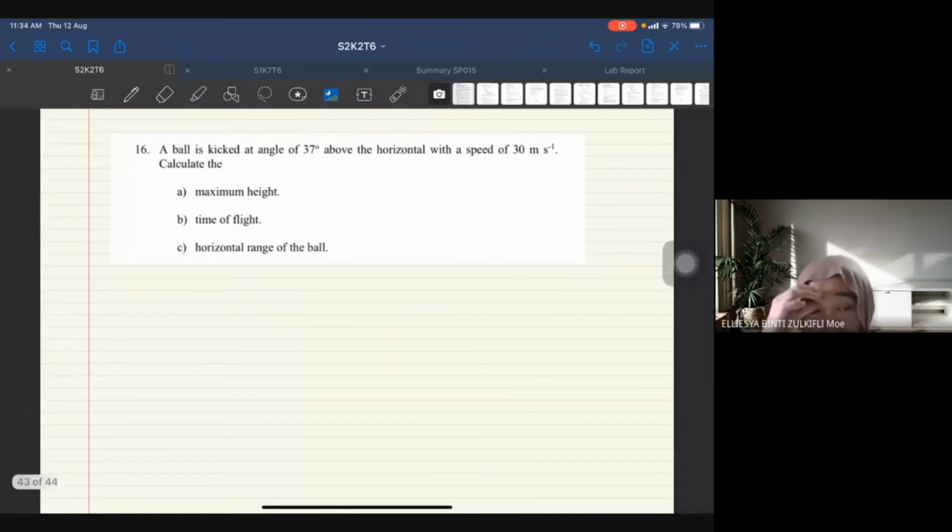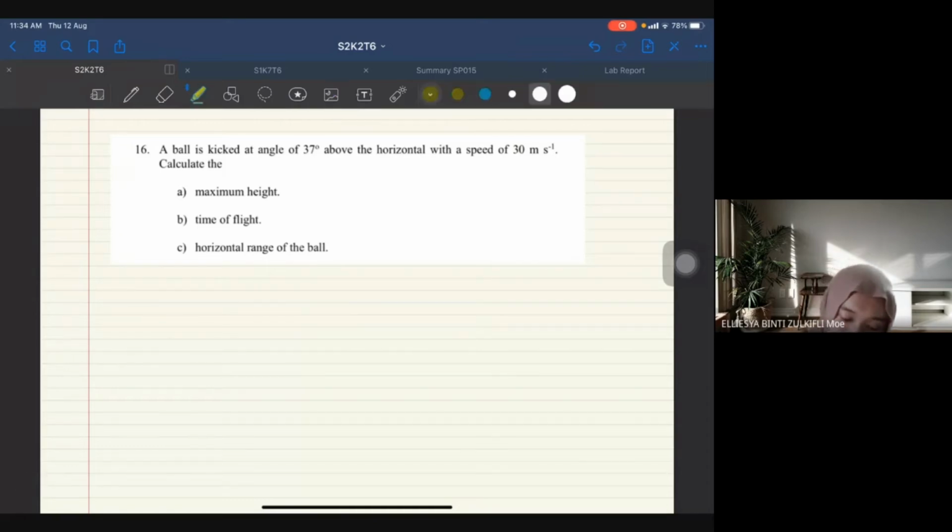Okay, ball kick at an angle 37 degrees above the horizontal. Okay, kita macam biasalah. Mula kita highlight. With a speed of 30 meter per second. Calculate the maximum height, time of flight and horizontal range. Okay, nampak senang? Kita tengok senang ke susah.